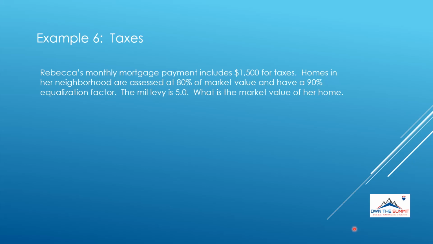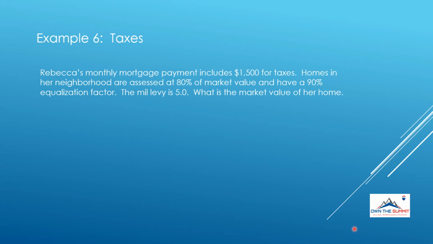Okay, let's go to a more complicated version of the tax question. Rebecca's monthly mortgage payment includes $1,500 for taxes. Homes in her neighborhood are assessed at 80% of market value and have a 90% equalization factor. The mill levy is 5 mills. What is the market value of her home?